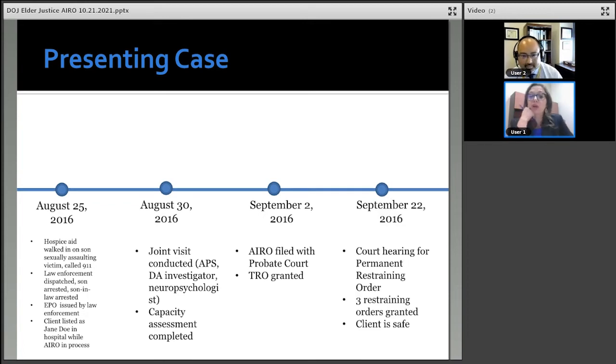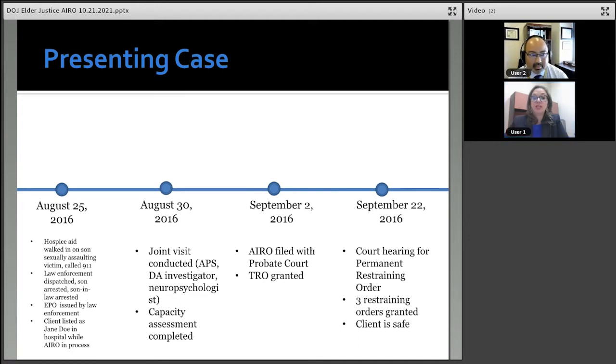The next step was that the court set a hearing for the permanent restraining order, and at that hearing, the 3 restraining orders were granted. This was not one that went to trial or anything like that. It was not contested. Well, I shouldn't say that. I don't believe it was contested. Ray can correct me if I'm wrong. And really, we felt that our client was safe.